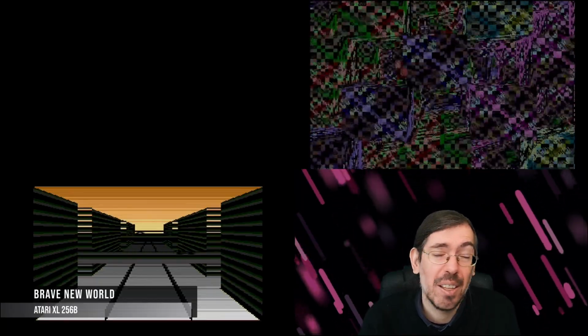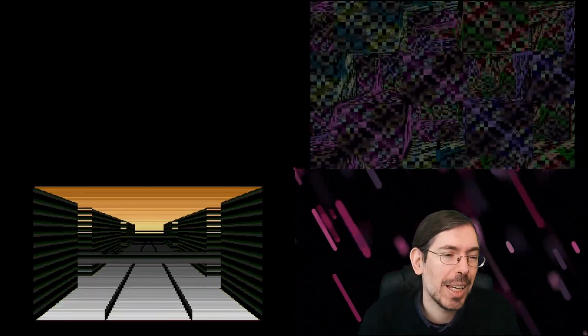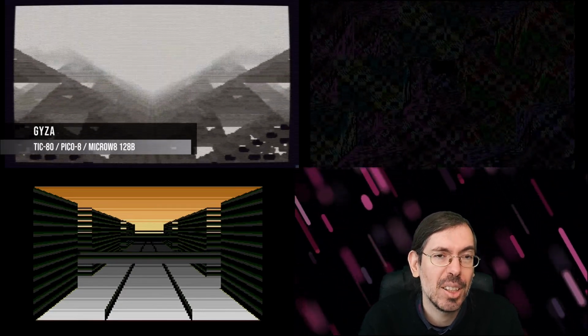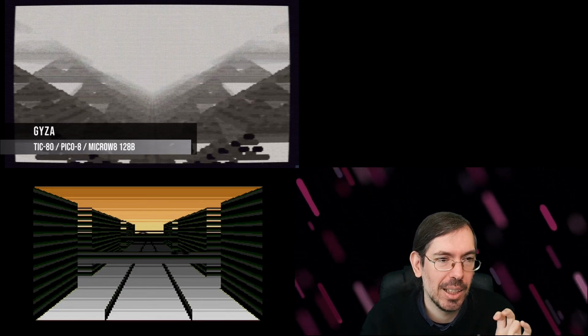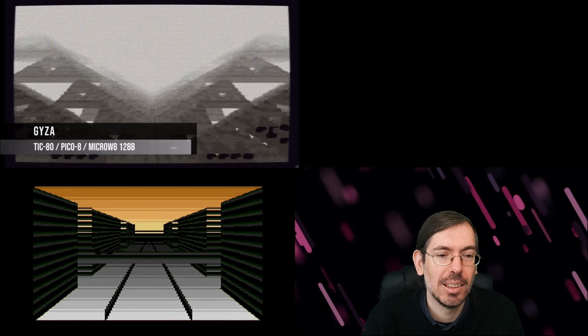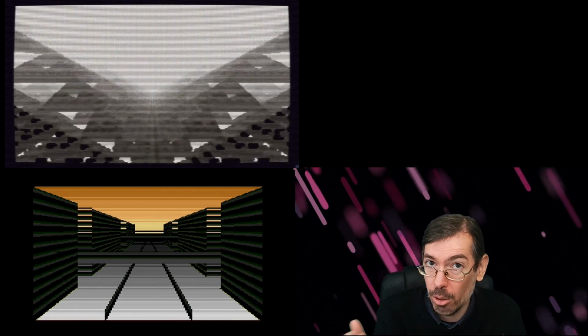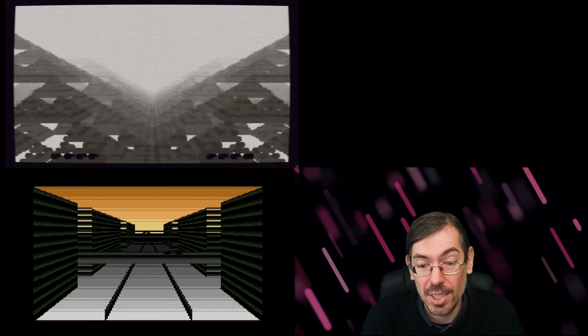Then they also had the Fantasy Console competition for size coding stuff. In second place we get the Gyza by Marquee Design. Special feature because the code is shared between Pico 8, TIC80 and Micro W8. All three of them in 128 bytes. So very interesting release here.